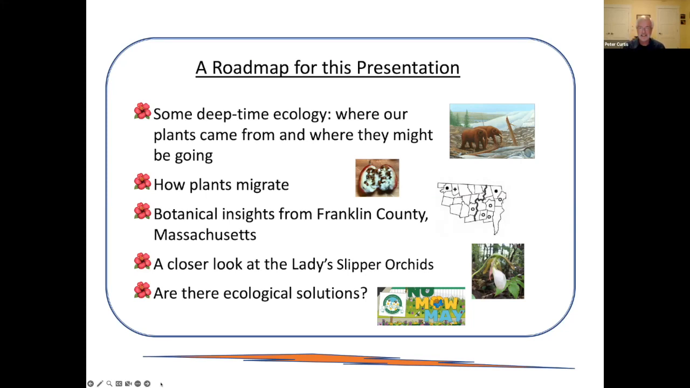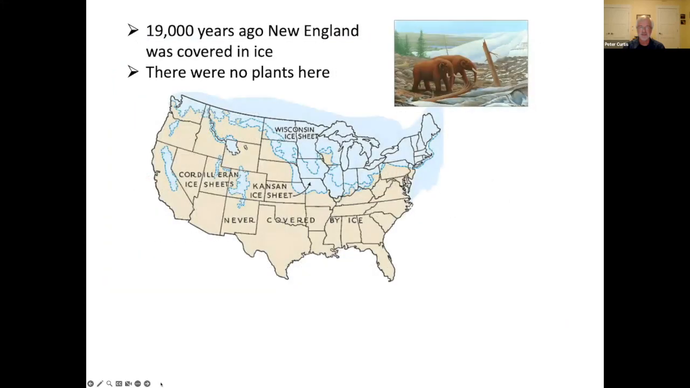So with that, let's go back in time a little bit, and I think it's instructive to appreciate that 19,000 years ago, at the height of the last glaciation, there were no plants in New England.